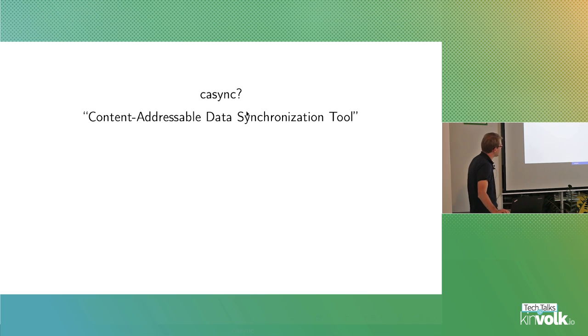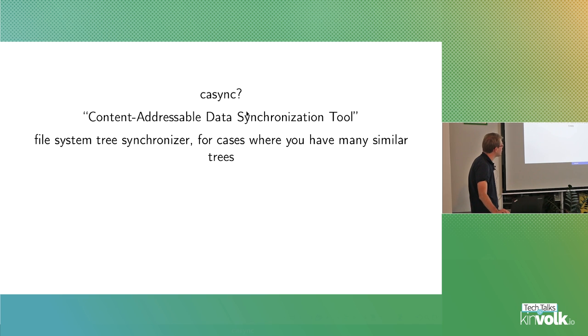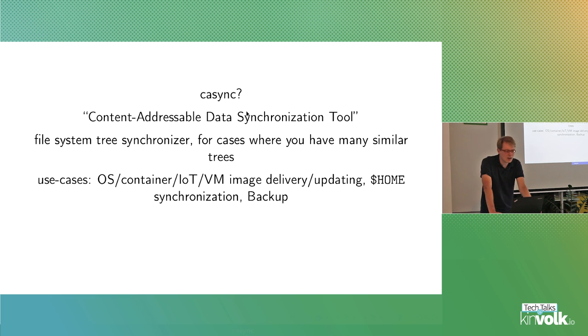So the long form of what it means is a content addressable data synchronization tool. It's a file system tree synchronizer for cases where you have many similar trees. Specifically, the use cases are that you might have an OS tree, like a Debian or a Fedora or whatever installation, that you want to synchronize across multiple systems and in multiple versions. So it could be an OS tree, container tree, IoT tree, VM image, it doesn't really matter, it's all the same. It's all about shipping lots of different directory trees or file systems over the internet and keeping them updated at a high frequency.